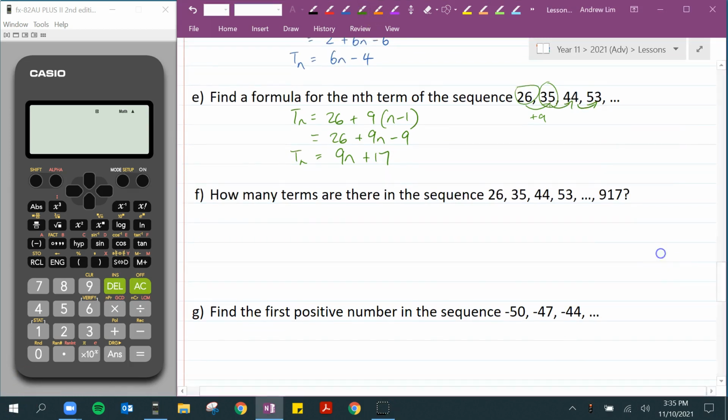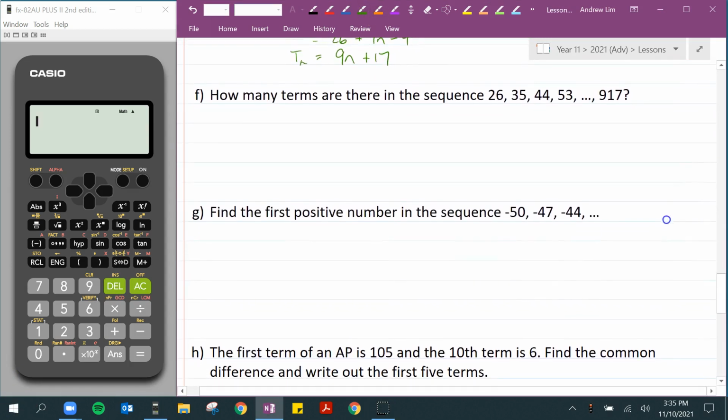Alright, let's have a look at question F. How many terms are there in the sequence 26, 35, 44, 53, all the way up to 917? Okay, so we want the nth term, which is the last term. This is technically the nth term, but we want to know what n is. We know that this is the first term, second term, third term, fourth term, etc. But we know that this is the nth term.